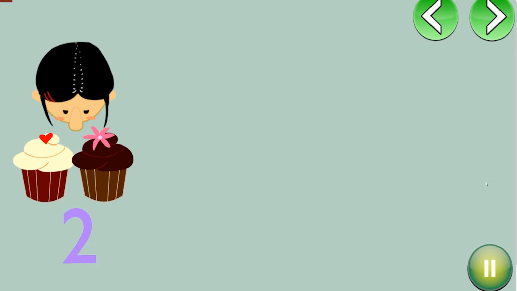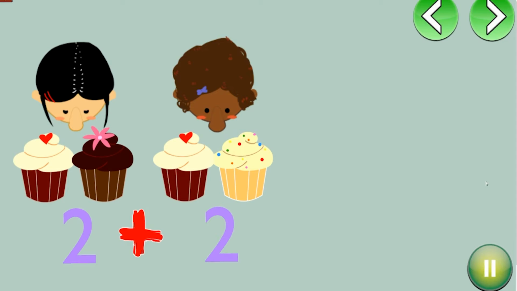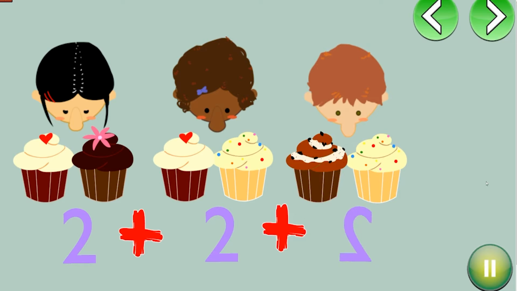You see, May's 2 cupcakes, added with Natalie's 2 cupcakes, and then added with Tom's 2 cupcakes, make a total of 6 cupcakes. Congratulations! You have just learned addition.